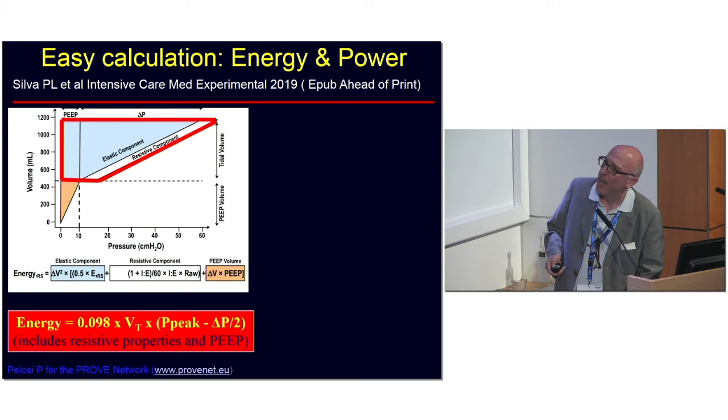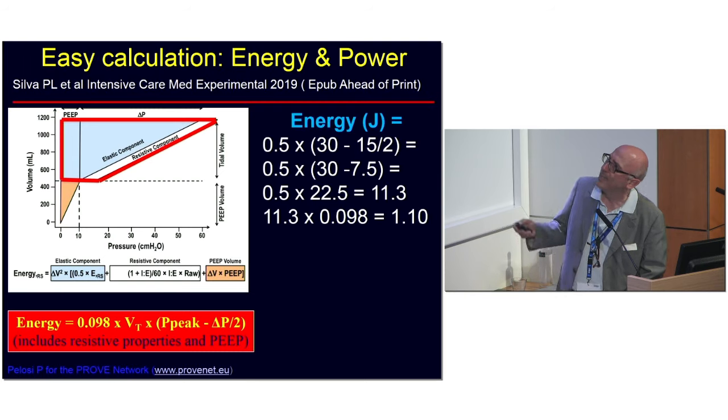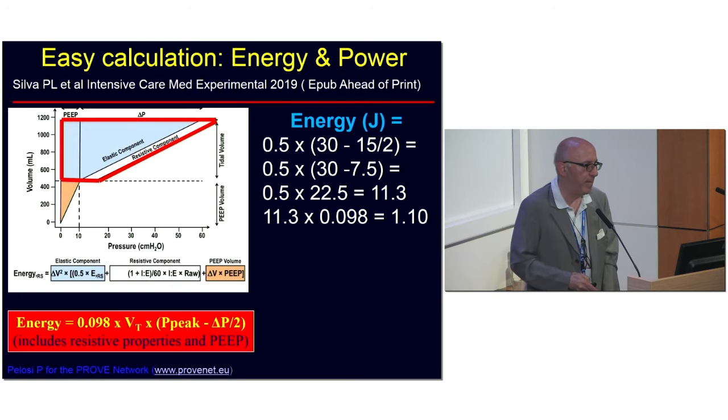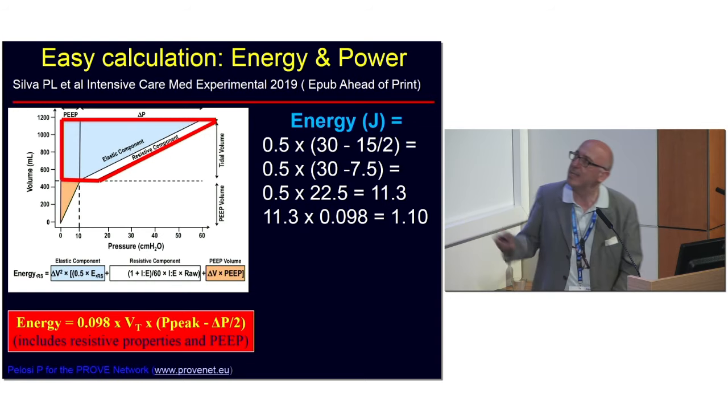So now we make some examples. We have a patient with a tidal volume of 0.5 liters, so 500, peak pressure 30, driving pressure 15, so you can make the calculation, which means that every breath has 1 joule per breath, okay? Why this number?